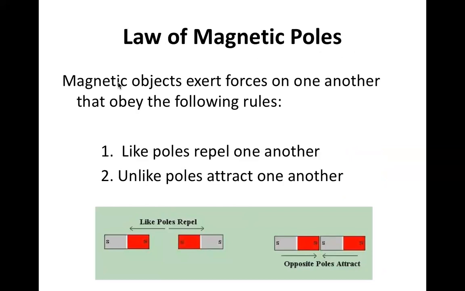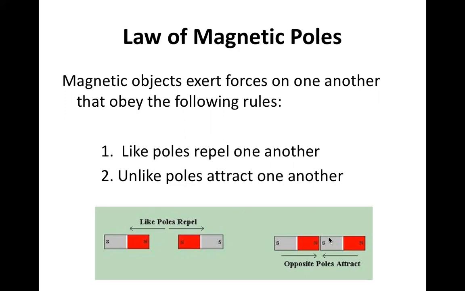The law of magnetic poles, as compared to the law of electric charges, states that magnetic objects exert forces on one another that obey the following rules. 1, like poles repel one another. So like poles, like a north pole and a north pole, will repel one another. South pole and south pole will repel one another. Unlike poles attract one another. So we can say if this north magnetic pole faces this north magnetic pole, there will be repulsion.